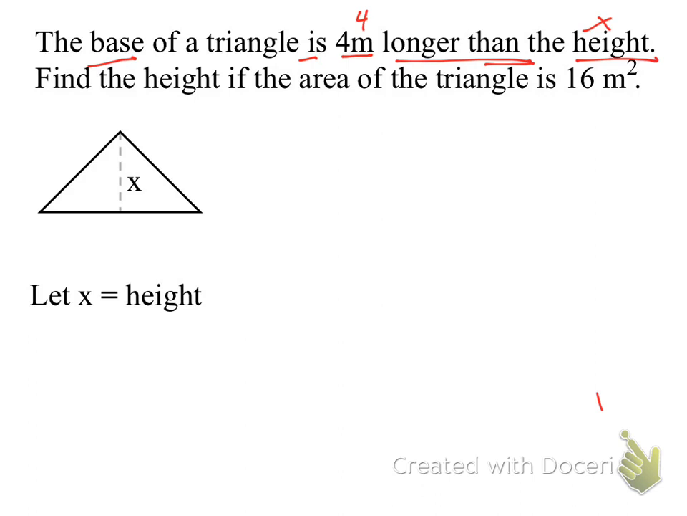Okay, and that would be, and then what do we have to do? X plus 4, right? So my base is x plus 4. Now, they're also mentioning it's a triangle, and they're using the word area. So what formula do I need?